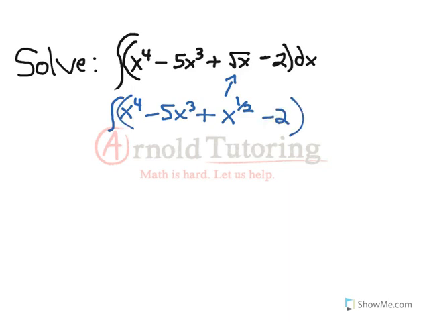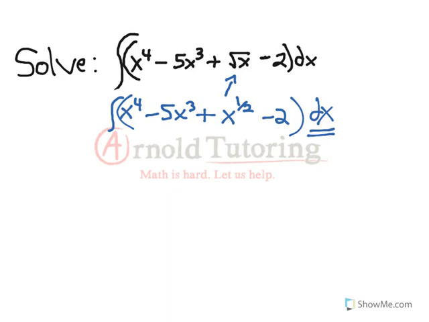Minus 2 dx. A quick note on this dx, all that means is that we're differentiating with respect to x. So you could have a bunch of different variables within your integral, x, y, z, a, b, it doesn't matter. This part tells you which variable you are integrating with respect to.